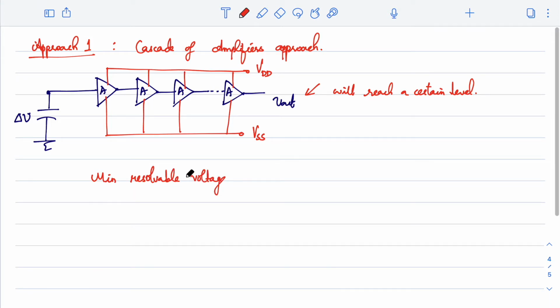Say we have three stages. So, say, for example, you can consider three amplifiers in cascade. What will be the minimum resolvable voltage?